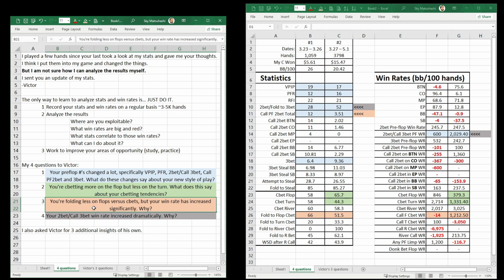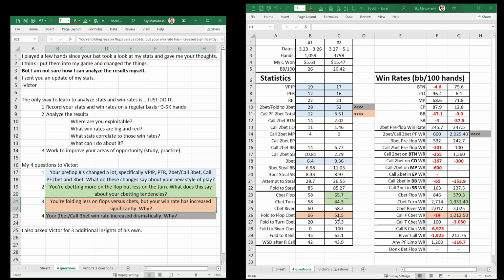Next question. You're folding less on flops versus c-bets. You could see 66 to 51.5. But your win rate has increased significantly from negative 14 to 1,200 positive. Holy cow. Why is that? Because you would kind of imagine, without knowing anything else, if somebody was folding a ton but folding less often now, their win rate would probably decrease, maybe stay the same, because they're continuing with weaker hands. But here's the thing, and here's what Victor picked up on.